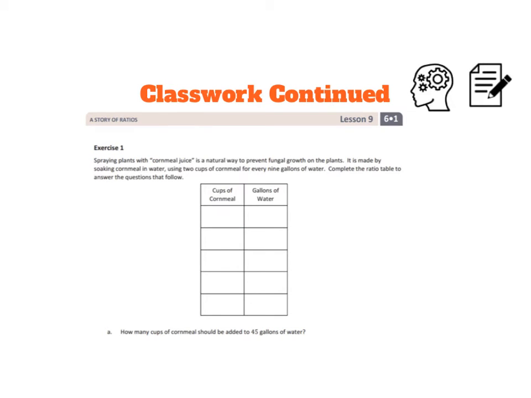This is one where they're spraying plants with cornmeal juice, and it's supposedly a natural way to prevent fungal growth on the plants. It's made by soaking cornmeal in water, using a ratio of 2 cups of cornmeal for every 9 gallons of water. Complete the ratio table to answer the questions that follow.